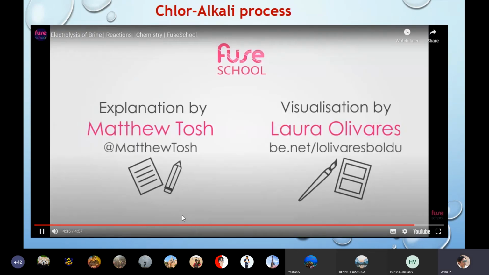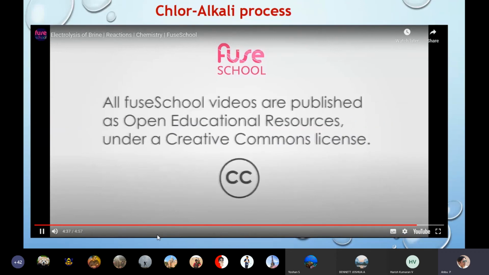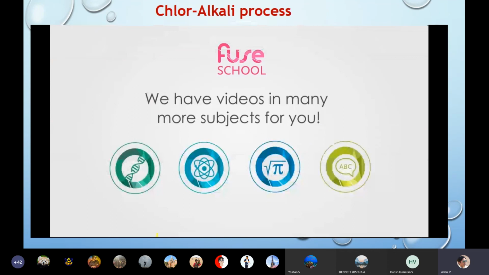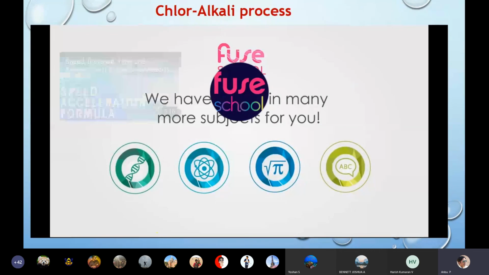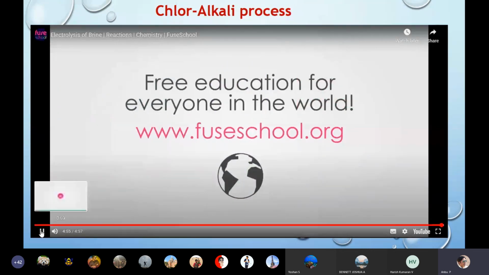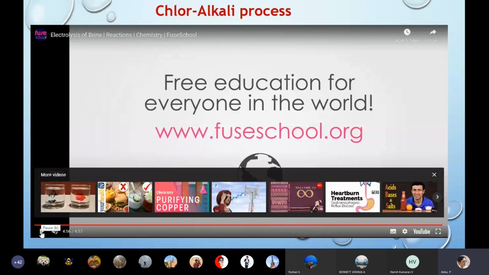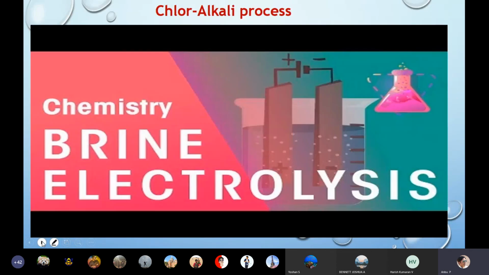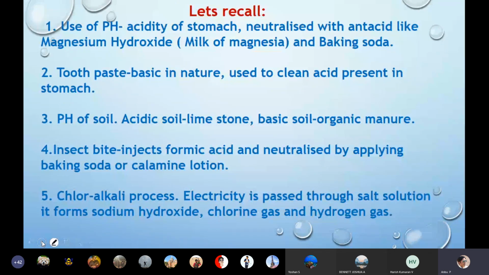So that is the uses of a chlor-alkali process. We also saw the video about it, and we also saw the entire process of this chlor-alkali process. Once electricity is passed through them, it decomposes and results in the formation of sodium hydroxide, hydrogen gas and chlorine gas. Since there is a formation of sodium hydroxide and chlorine gas, it is called the chlor-alkali process. Anyway, let us recall what we have learned today.